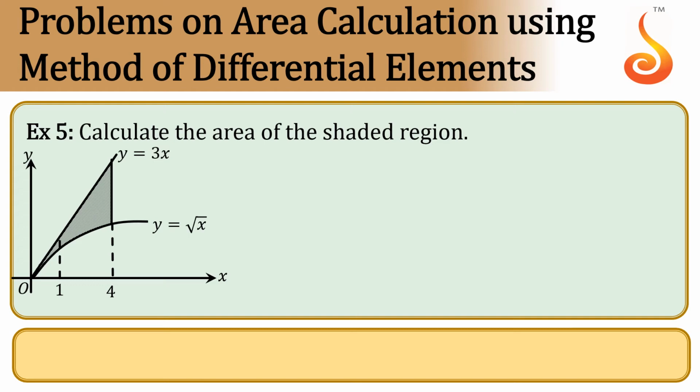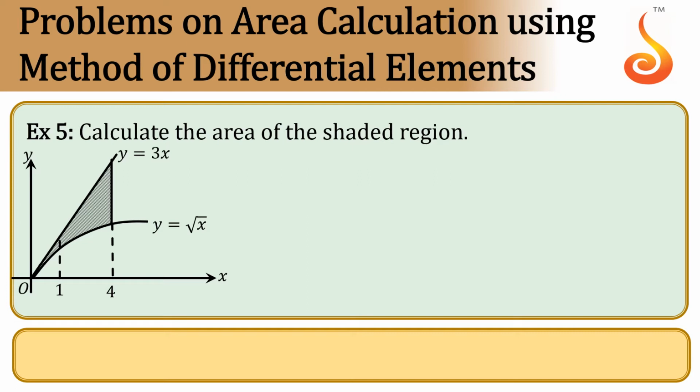Example 5. Calculate the area of the shaded region. So the graph is drawn between y and x. There are two curves. One is y is equal to 3x. The other one is y is equal to root x. We need to calculate the area under these two graphs.